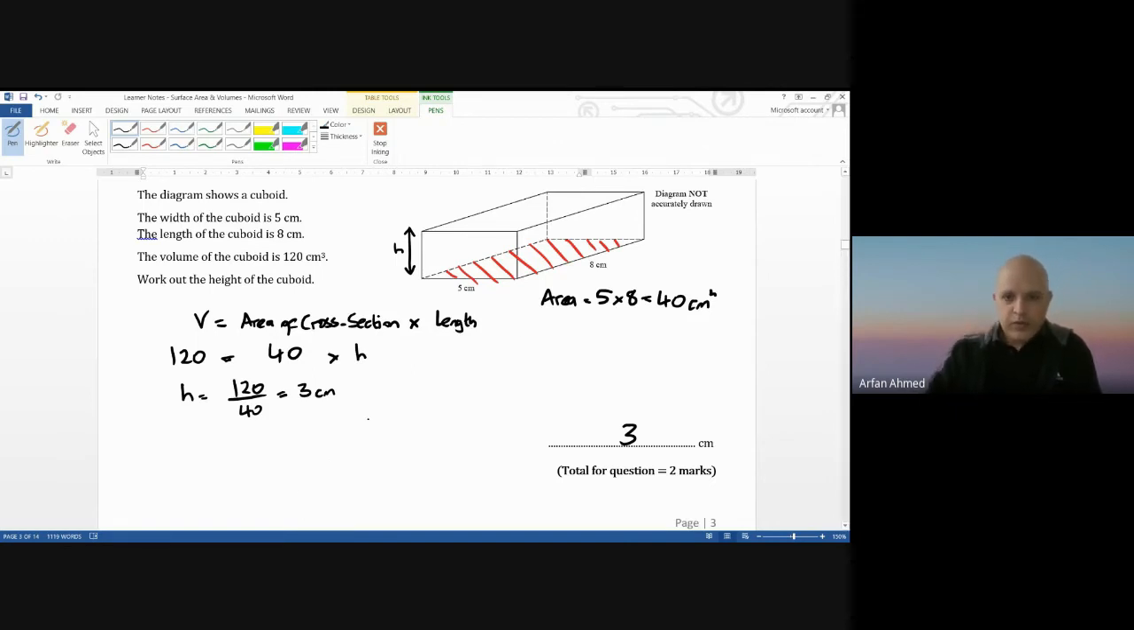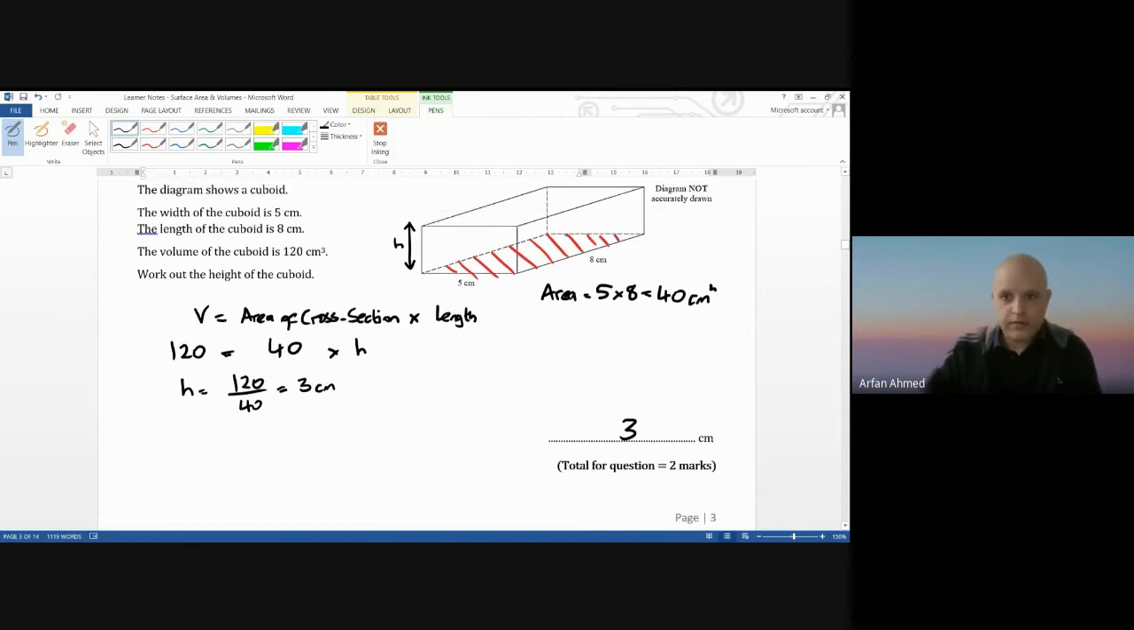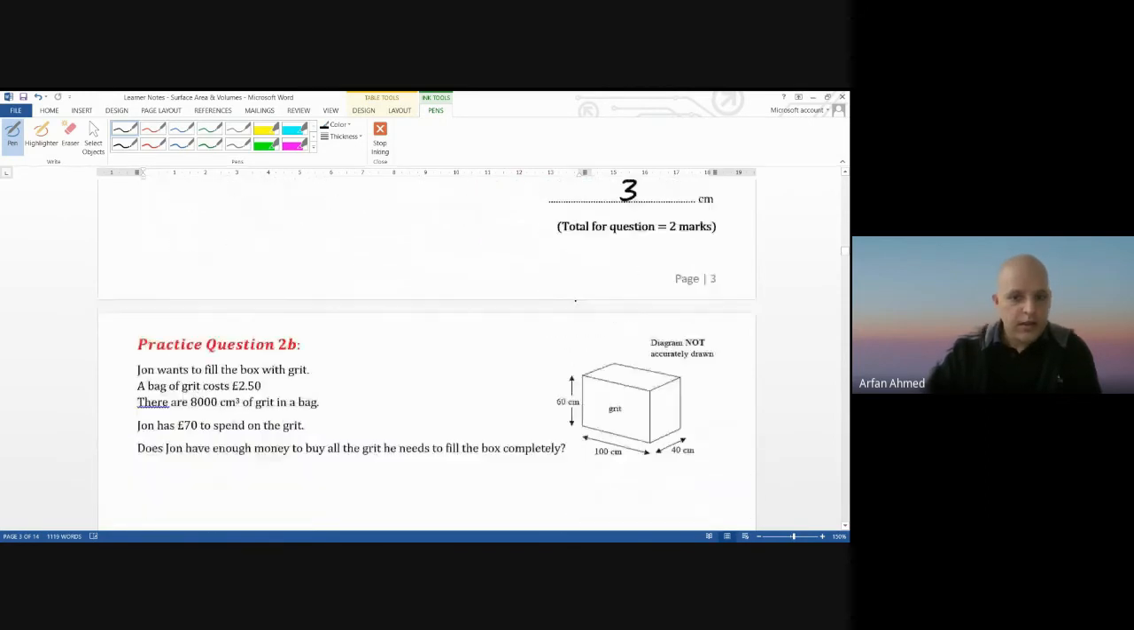So just work backwards, definitely. And you can technically use any face for the cross section for a cuboid. I'd go from there. Let's have a look at the next one.